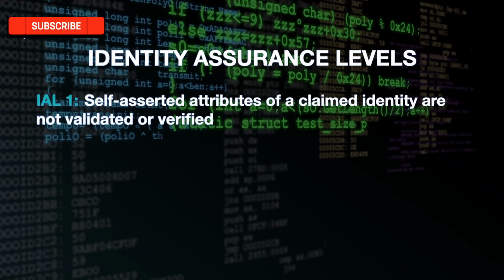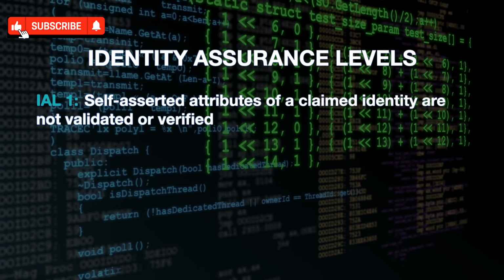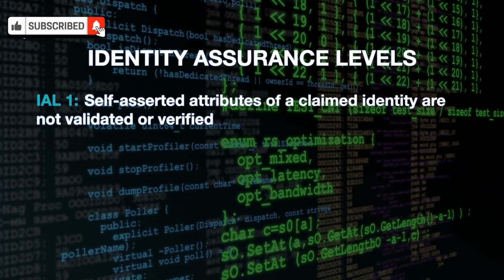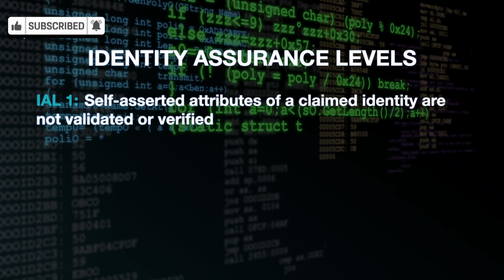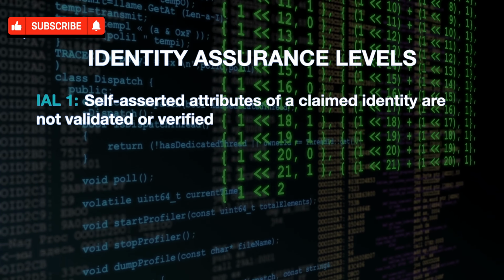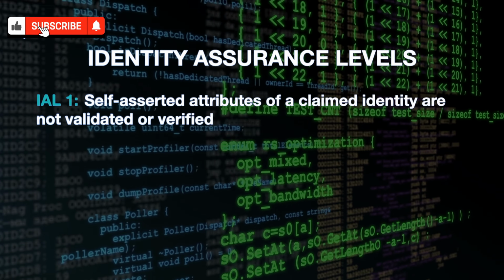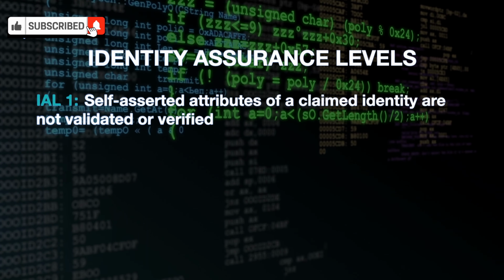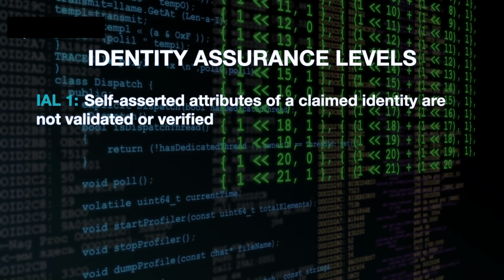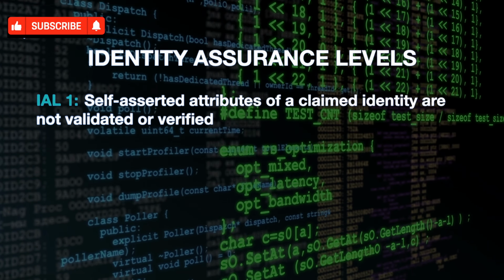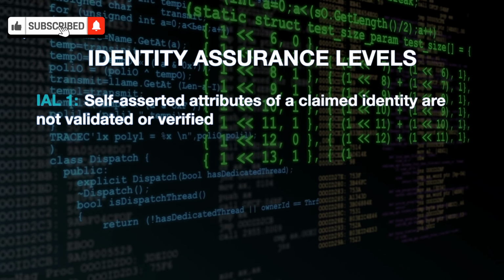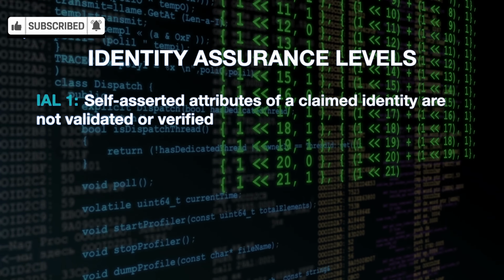You have identity assurance level 1. This is self-asserted attributes, meaning I am just making the claim, right? I'm just claiming that I am a certain identity, but it's not going to be validated or verified. So this could be done remotely, it does not need to be in person, obviously. And an example would be an account on youtube.com, right? We don't validate or verify the information in that regard. We don't require you to prove who you are or who you say you are.